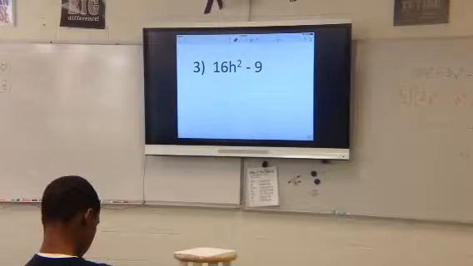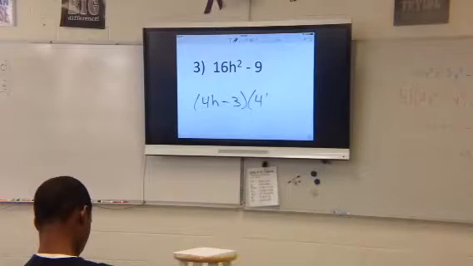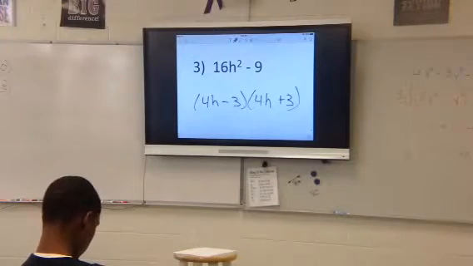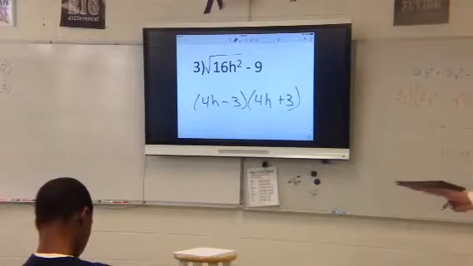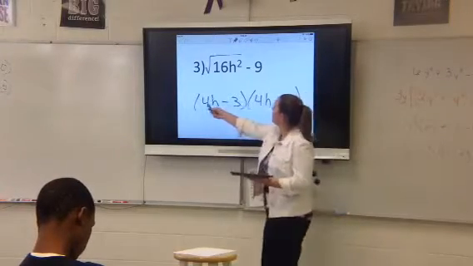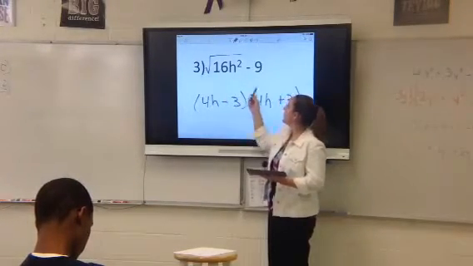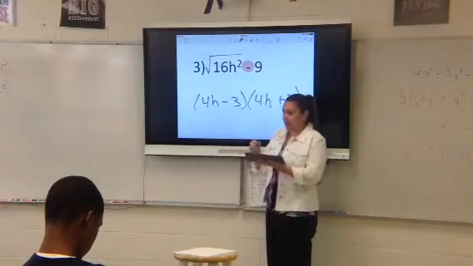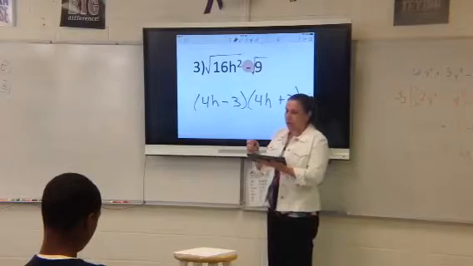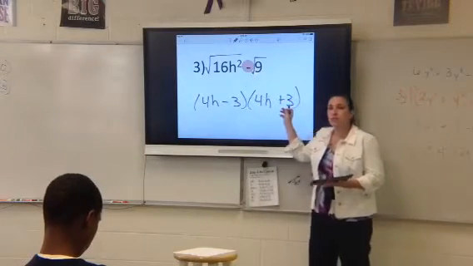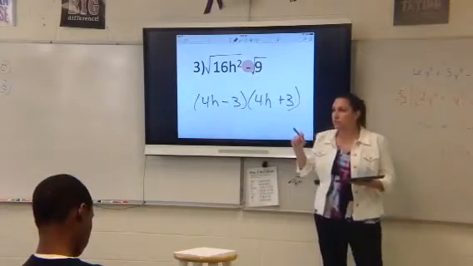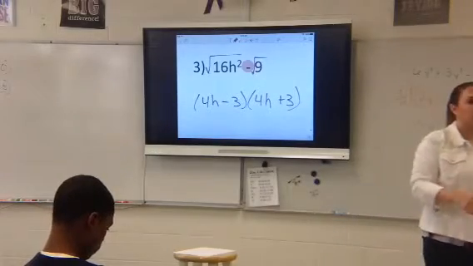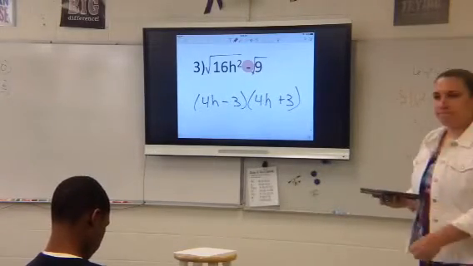All right, Kayla, tell me what answer you got there. 4h minus 3, parentheses, 4h plus 3. Nice job. So if we square root, can we square root? Yeah. 16 goes to 4 and 4. H squared breaks to h and h. Do I have a minus in the middle? Yes, I do. Got to check that. And then I square root here. The square root of 9 is 3 and 3. And that's your answer. All right. Okay. Go ahead and try 4 on your own now.